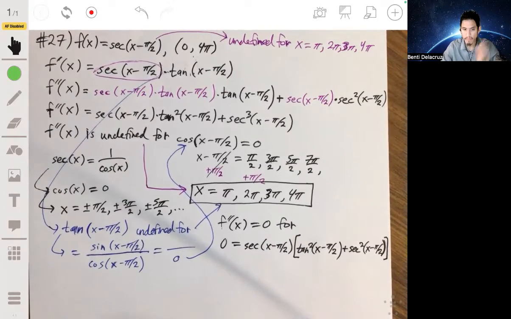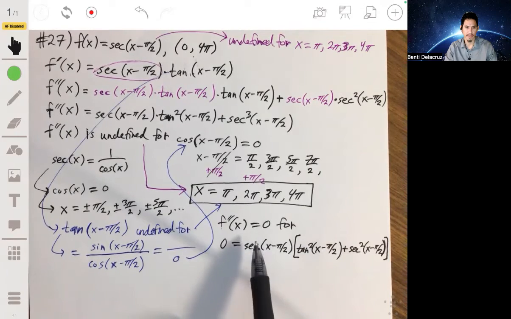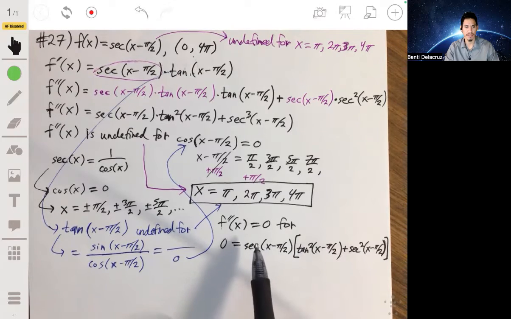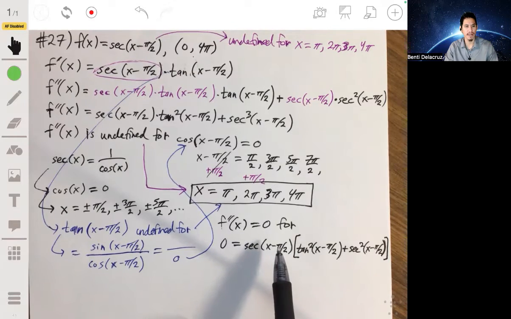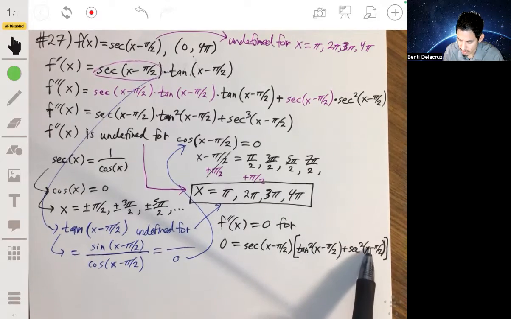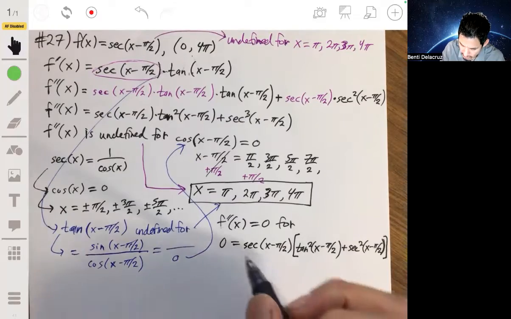Now, you can do a couple things. You could solve this for 0 by dividing both sides by this, or dividing both sides by this. You essentially are going to get rid of this. You want to see, is the secant of x minus pi over 2 going to be 0? Where is this going to be 0? And where is this going to be 0? So let's look at it that way.